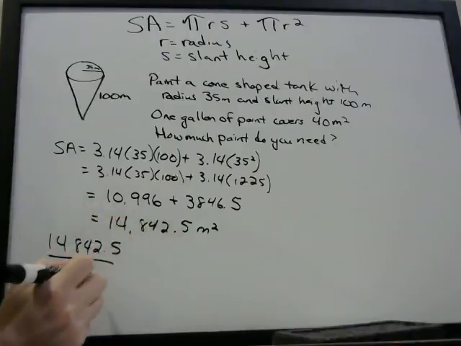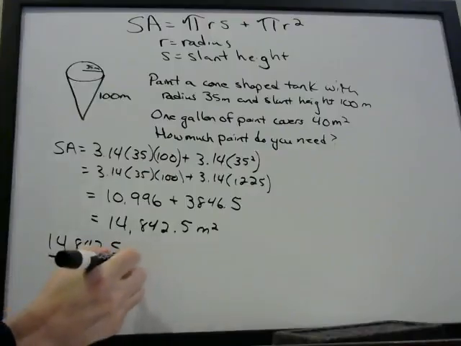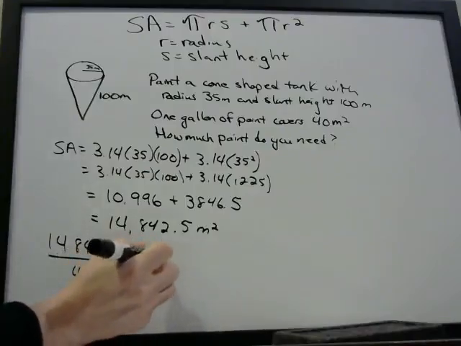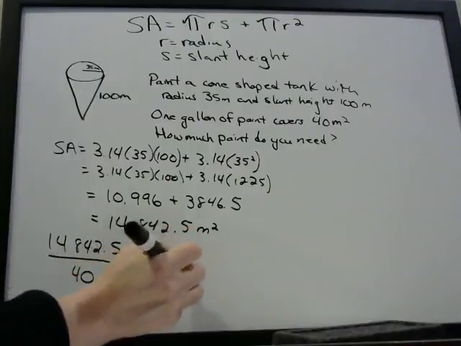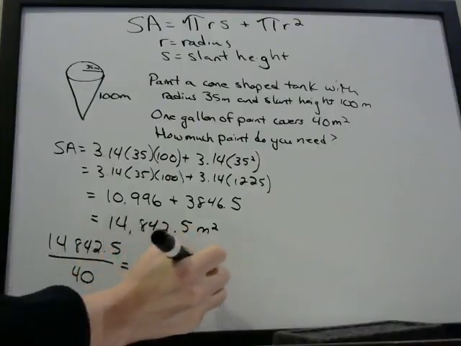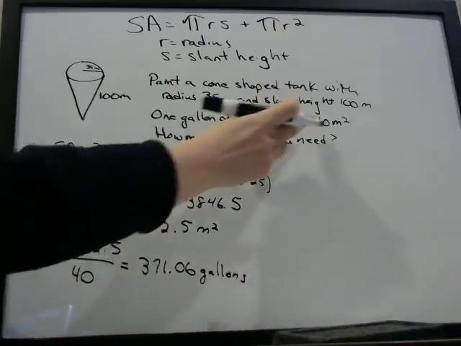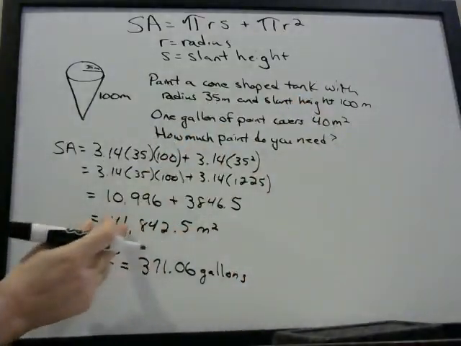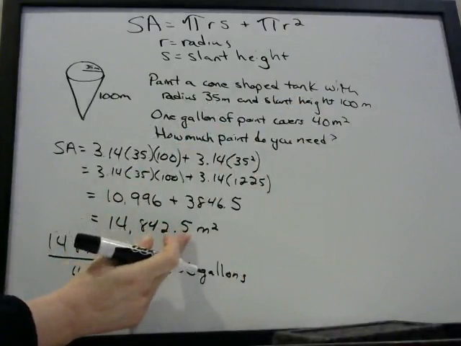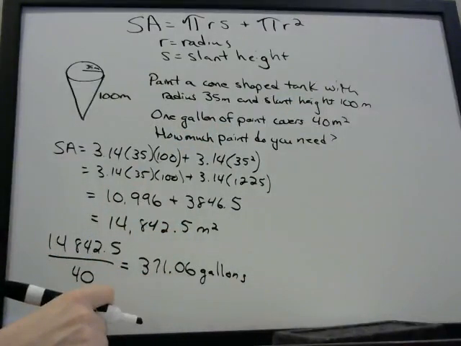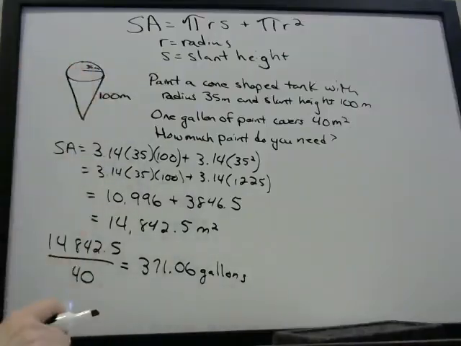14,842.5 divided by 40, and you plug that into your calculator, you're going to get 371.06. So that's how many gallons we need. If 1 gallon covers 40 meters squared, this is the total amount of area we have. We're going to divide that by 40. This is how many gallons we need to cover our whole area.